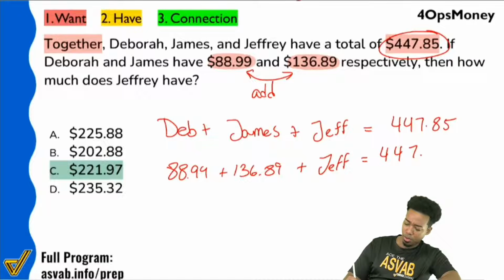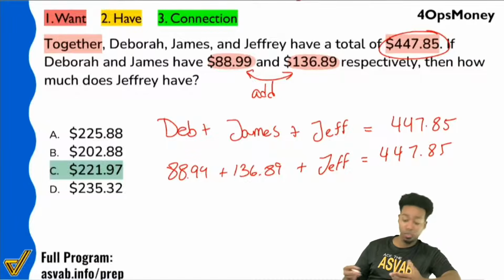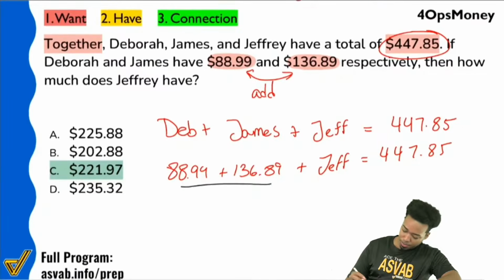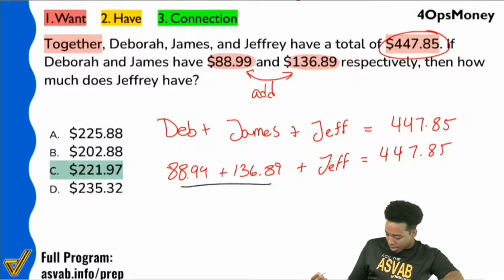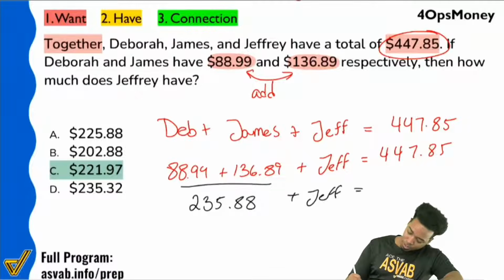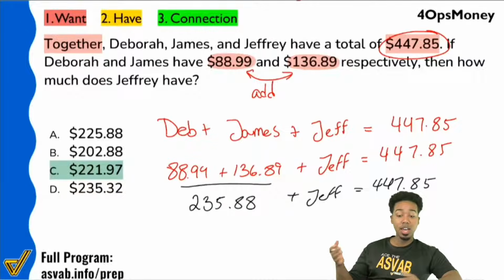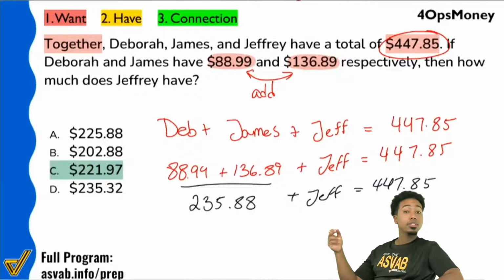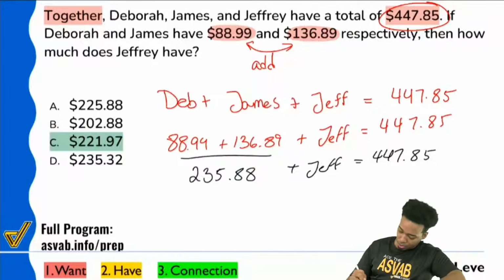So I'm going to just show the math real quick, but that's exactly how you would go about it. So you add these 2 together, and that'd be the same as 89 there, then take a penny back. So that would be, let's see, 226, then 235.88. So 235.88 plus Jeff equals 447.85. And then what you would do is you would subtract both sides by the 235.88, and boom, you would get yourself the correct answer.